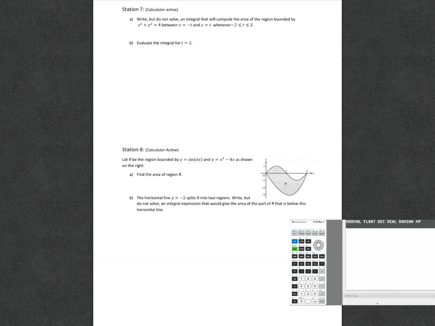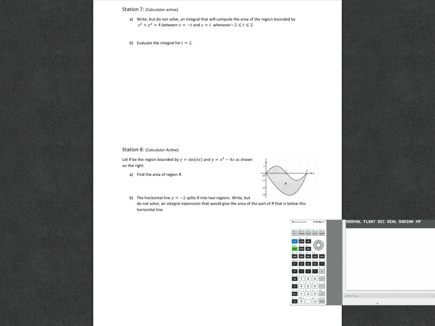Okay, so number 7, part A, and we can use a calculator, although we don't really need a calculator. They say write, but do not solve, an integral that will compute the area of the region bounded by x squared plus y squared equals 4, between x equals negative t and x equals t, whenever t is between negative 2 and 2, or equal to negative 2 and 2. Okay, so let's first draw this graph. x squared plus y squared equals 4.